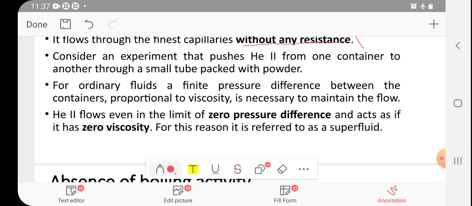So, this is one of the remarkable properties of helium 2, that is the zero pressure difference and zero viscosity. These are the unusual properties of helium 2.